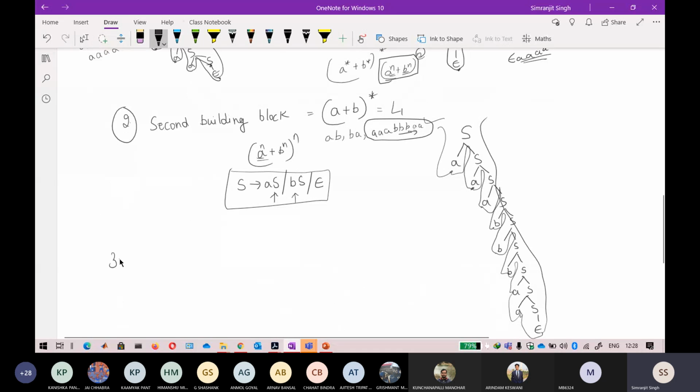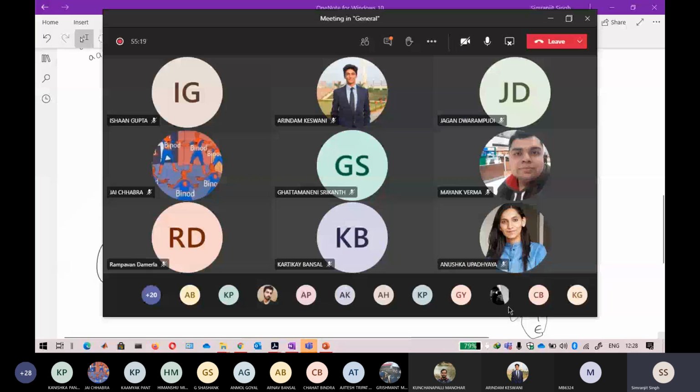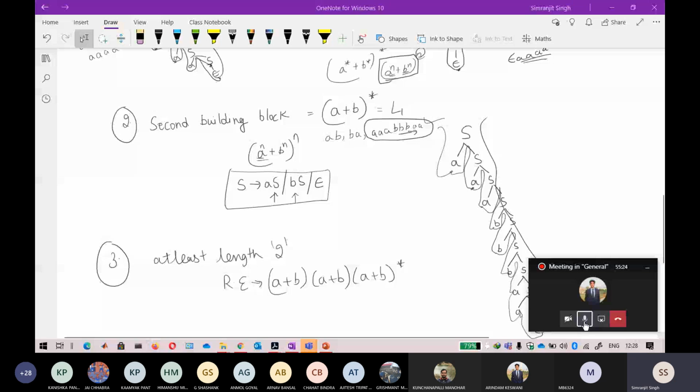Now try to write the grammar for at least length 2, if you remember. Just try it. I think I will write the regular expression so it will be easy for you. First of all, this is one length, this is two length. After that, any number of strings can come. Just try to write the language and send me a screenshot or anything that you have done. Post your screenshot in the chat box.